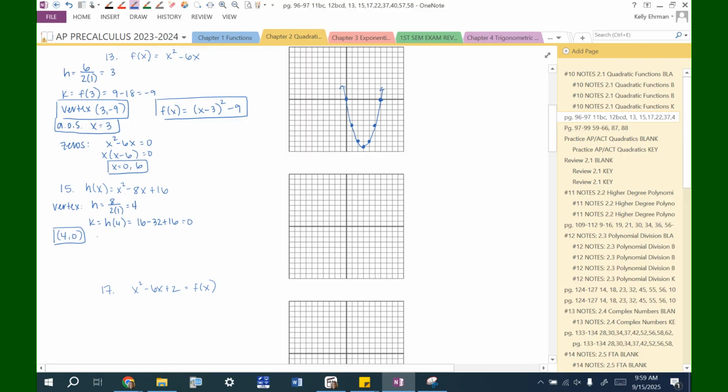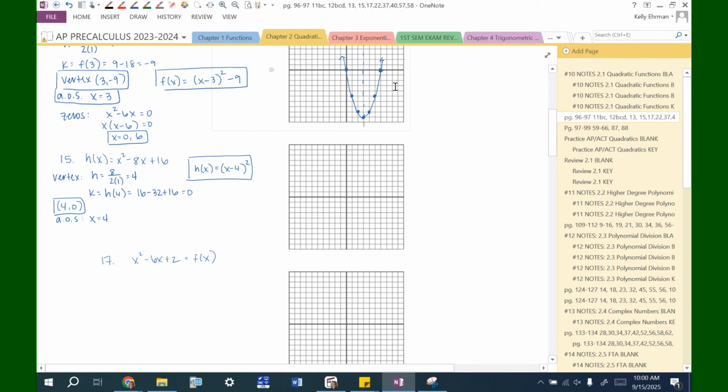The vertex form equation would be h of x equals x minus 4 squared plus 0. There's nothing in front. The a value is 1 because there's just a 1 in front of the x squared. So there's standard form. Axis of symmetry is x equals 4. By the way, I didn't graph the axis of symmetry on this last one, but it's just this line that helps you flip points. You should be able to reflect points across the axis of symmetry to easily plot points on the parabola.